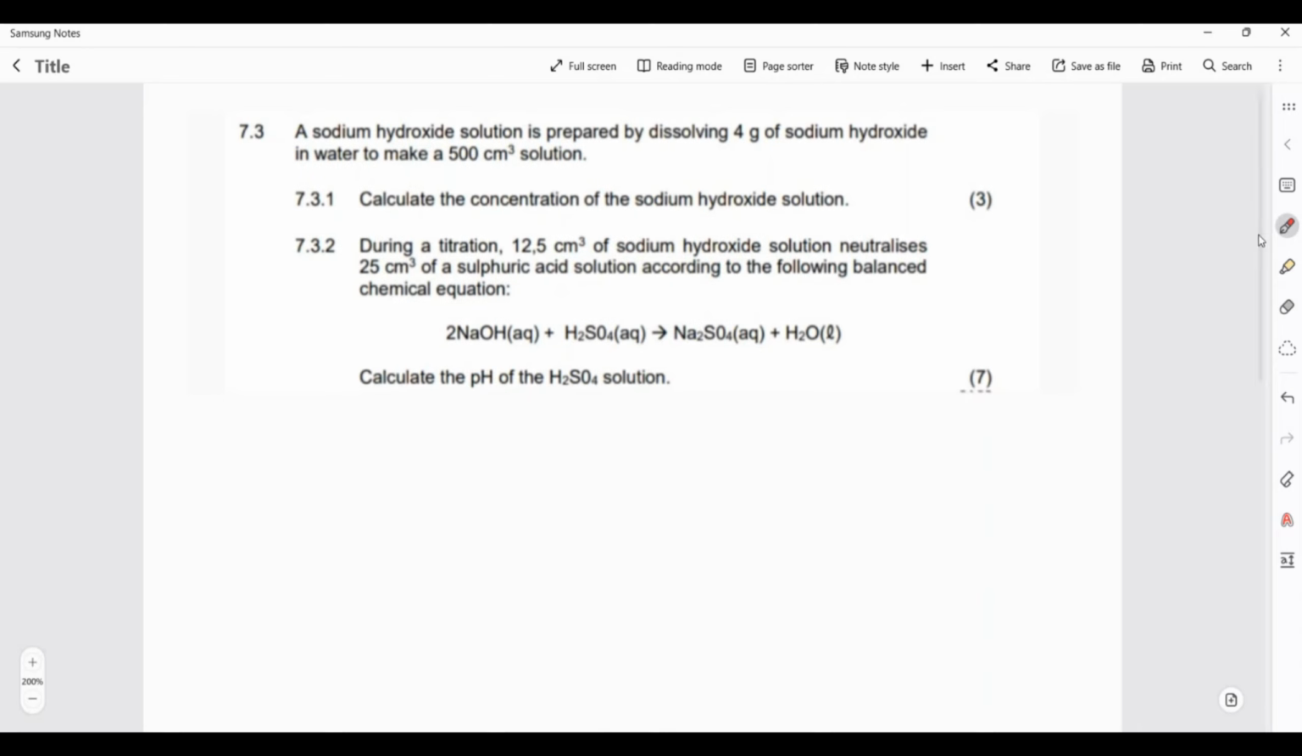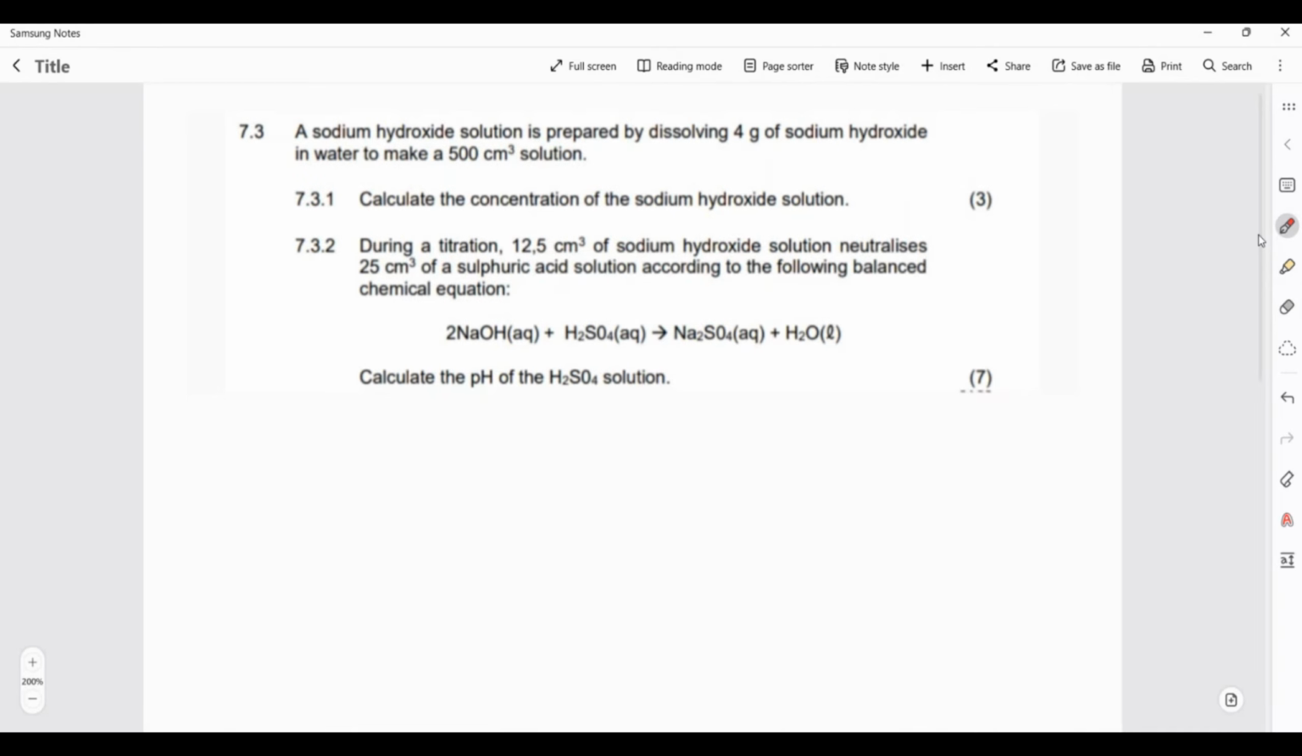Over there. Sorry, the question was saying a sodium hydroxide solution is prepared by dissolving 4 grams of sodium hydroxide in water to make a 500 cubic centimeter solution. Okay, fine. Then they said calculate the concentration of sodium hydroxide solution.